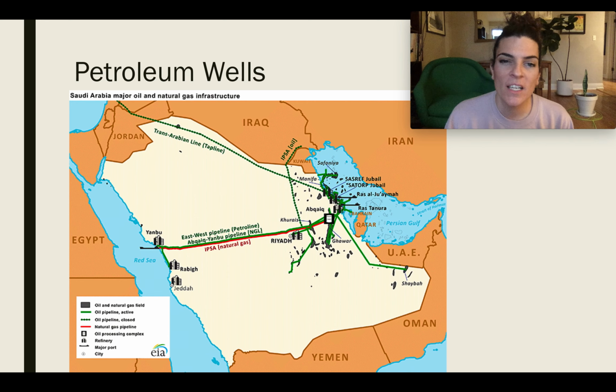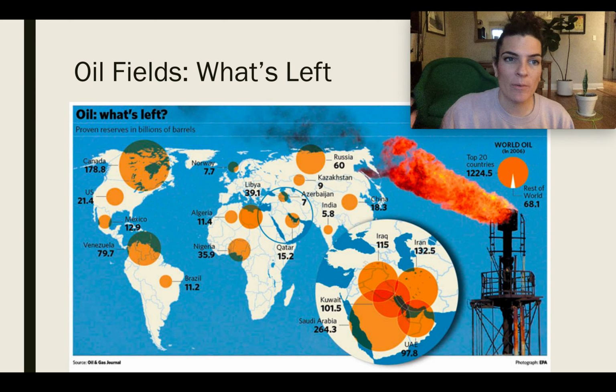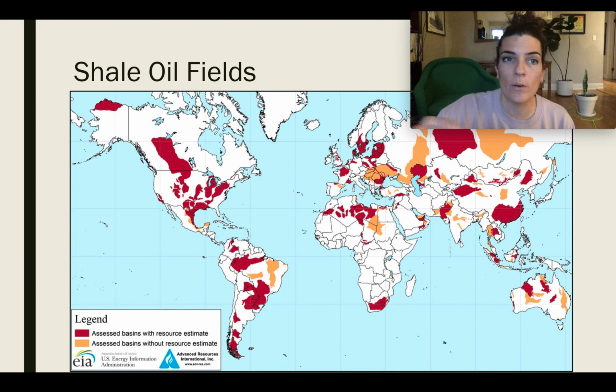So here's a map of all the oil fields, for example, and the pipelines connecting them in Saudi Arabia. Here's where all the oil is left across the country. Across the world, sorry, something like 20 countries control 95% or more of the world's oil. So this level of extraction is very widespread and has been going on for a really long time.